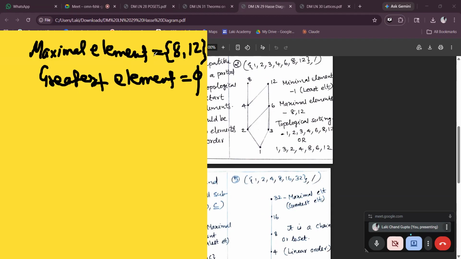Why? Because the maximal element is not unique. In maximal elements, only one element is not there. That's why this is not unique. You cannot decide who is more powerful because they are at the same level, right? Understood? Yes. Now tell me what is the minimal element.